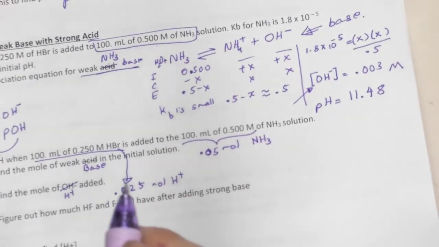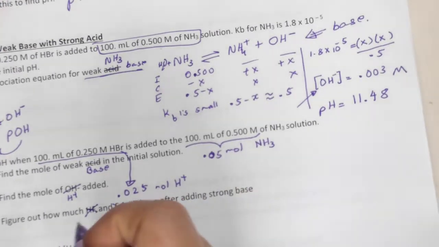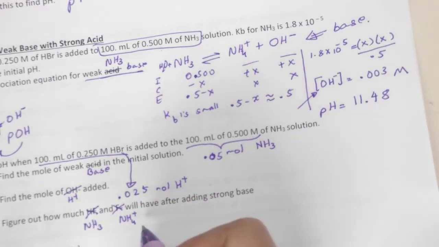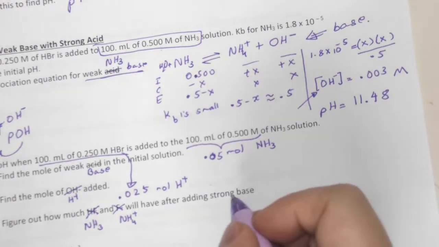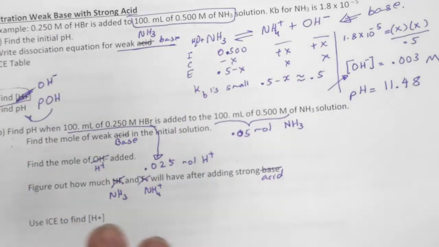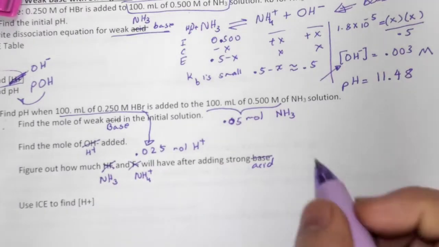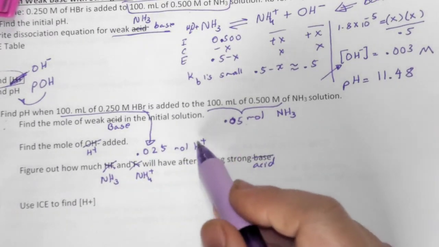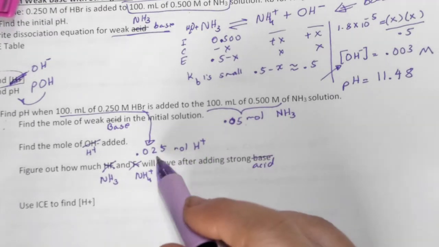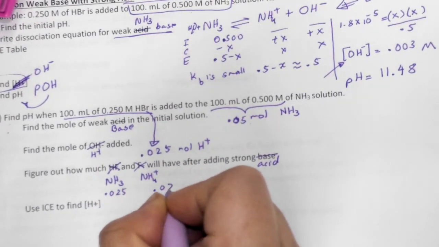Now you need to know how much is left. Now, not HF or F minus, those are different now. You're doing NH3, so that means you're talking about NH3 or the NH4 plus. After, we're not adding strong base, we're adding strong acid. So again, the difference between the two questions, right? This is the last question. There is some difference. So how are we going to do it? We need to figure out how much you have. In this case, you use halfway, exactly halfway, because you have 0.05, I used 0.025, so you're going to have 0.025 left. This is 0.025, this is 0.025.